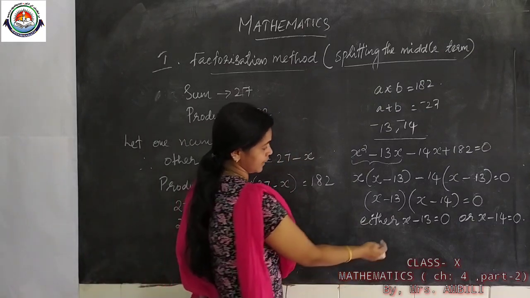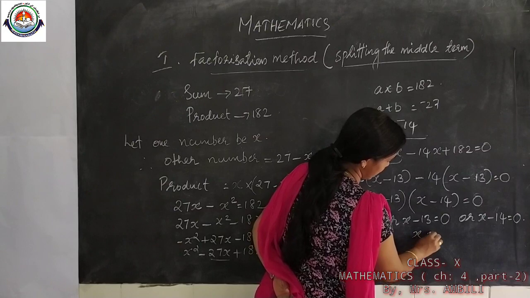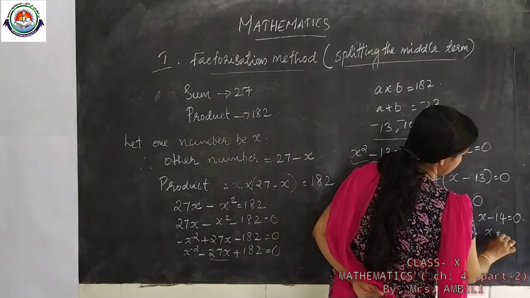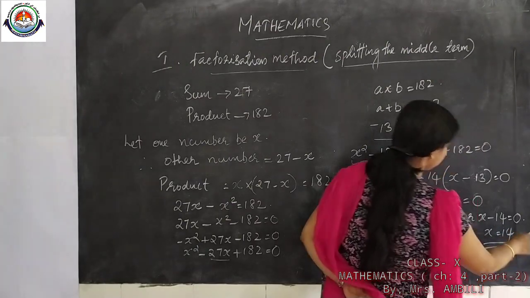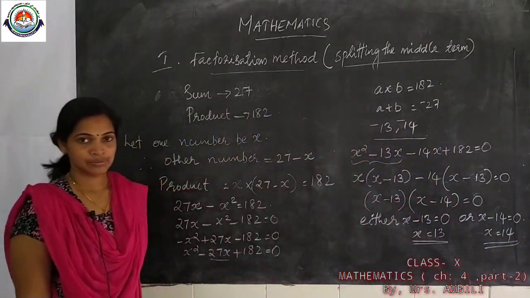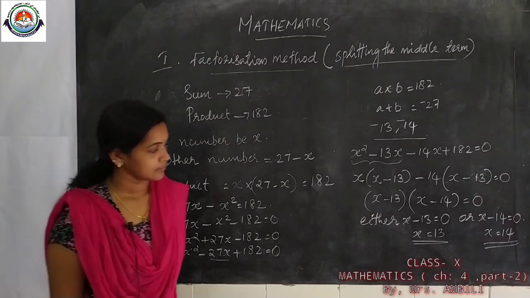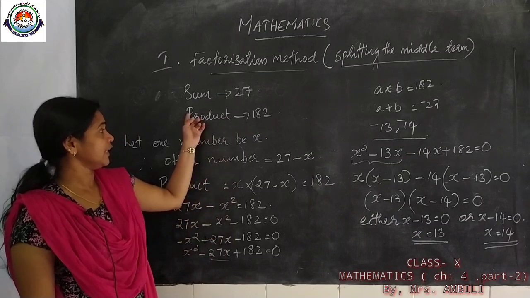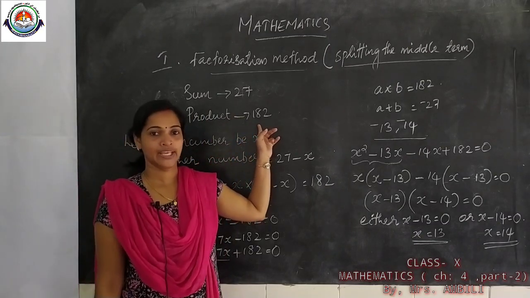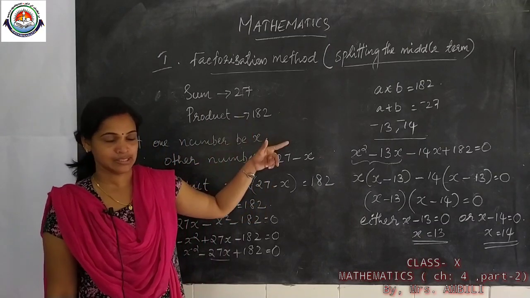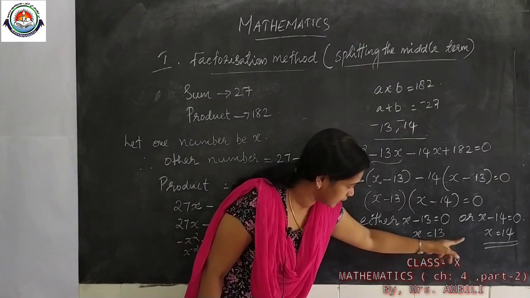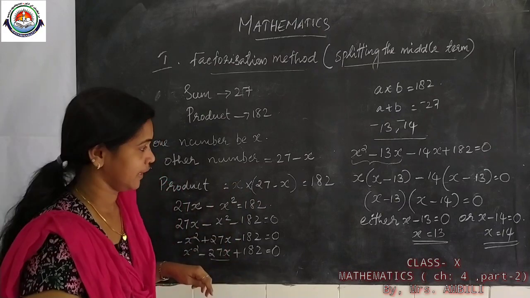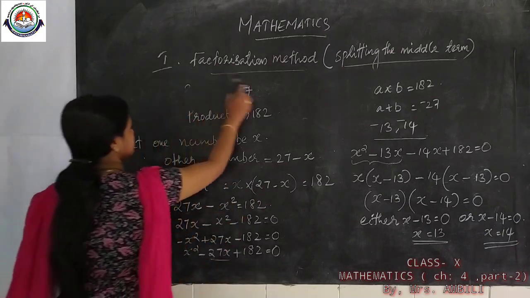If x minus 13 equal to 0, then x equal to 13. x minus 14 equal to 0 means x equal to 14. Now we got the two values, two roots, that is 13 and 14. But here we need only one value, x, one number be x. Now we got two values, x equal to 13 and x equal to 14. So both values we can substitute.